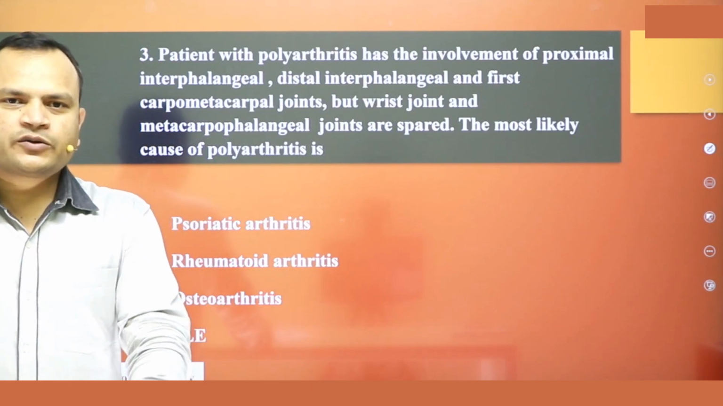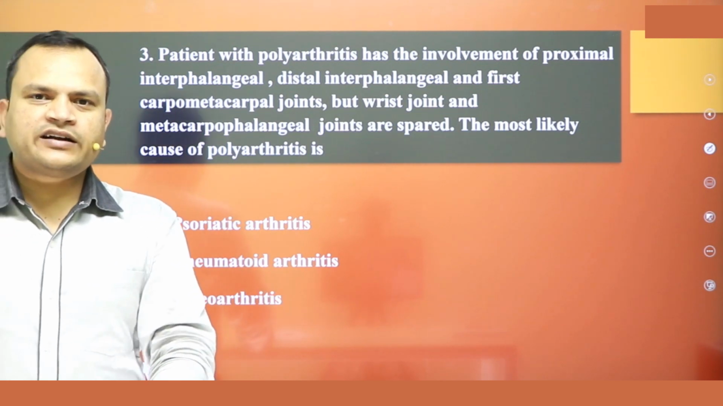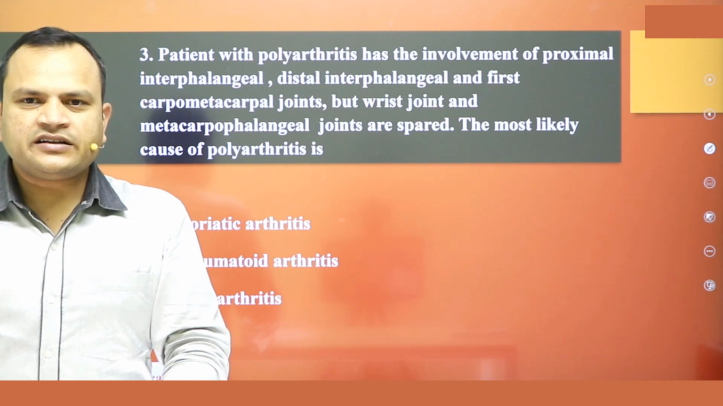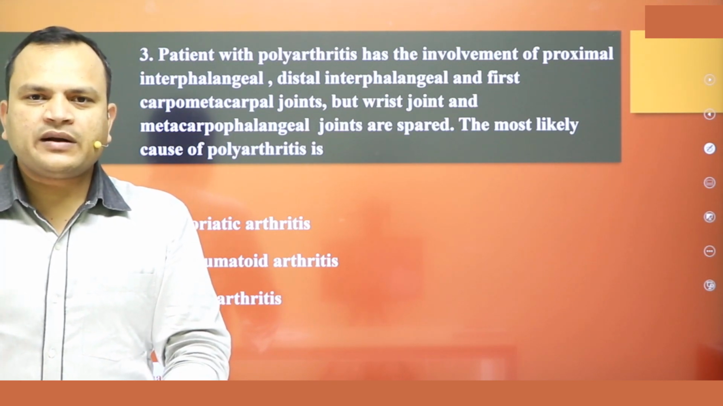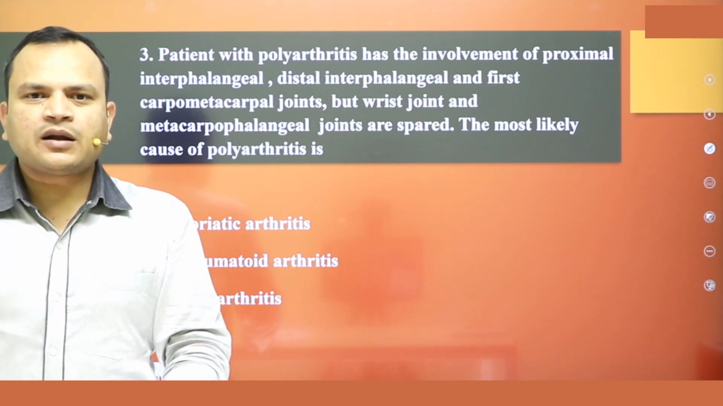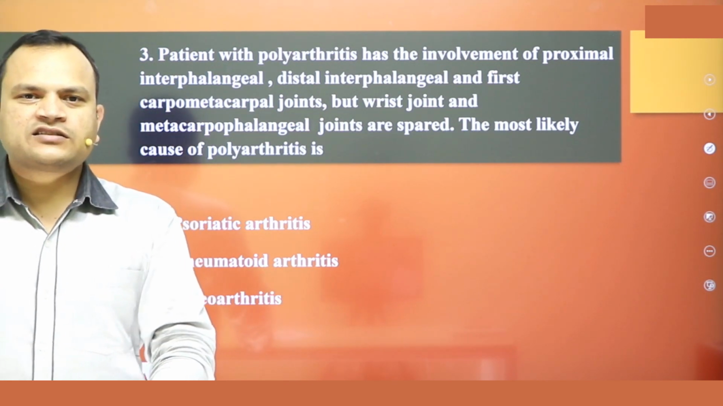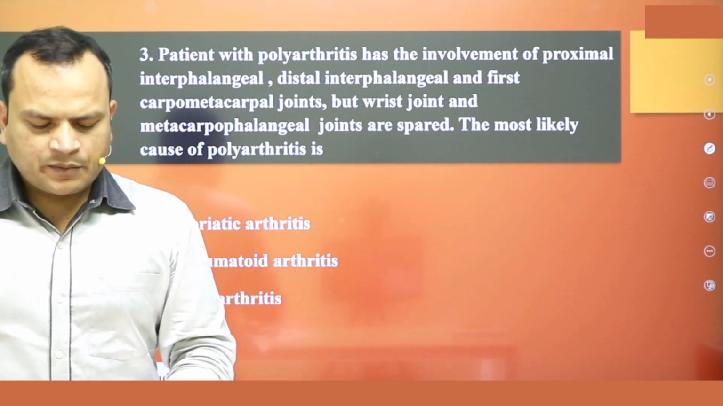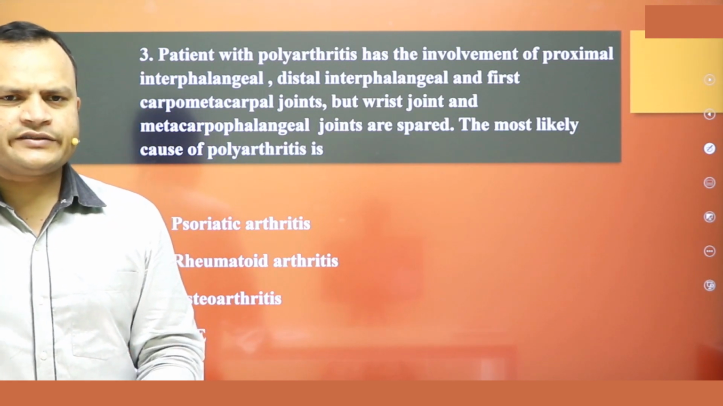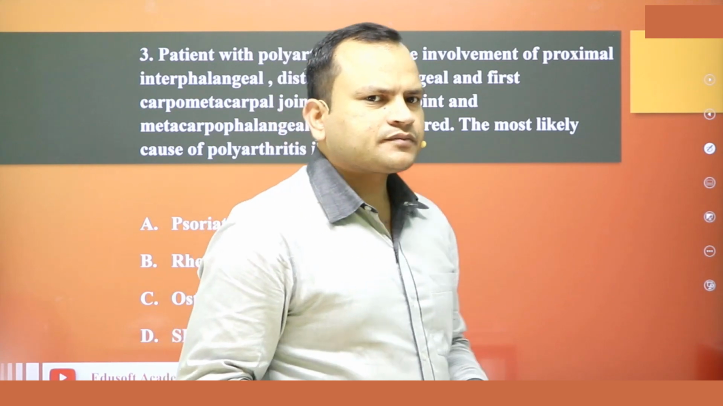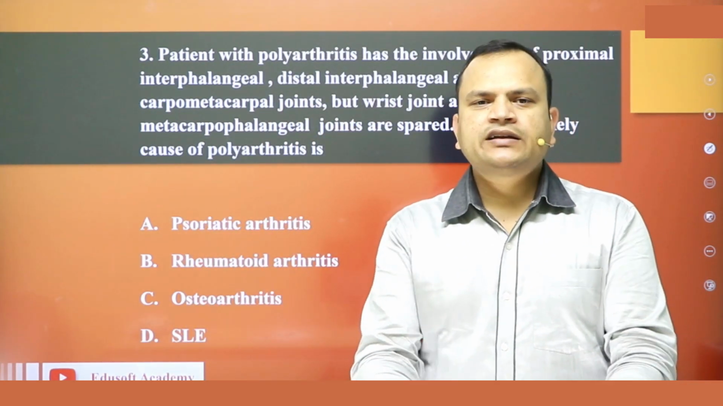Coming to the third question: a patient with polyarthritis has involvement of proximal interphalangeal, distal interphalangeal and first carpometacarpal joint, but wrist joint and metacarpophalangeal joints are spared. The most likely cause of polyarthritis is. Let us see the options here. The first is psoriatic arthritis.